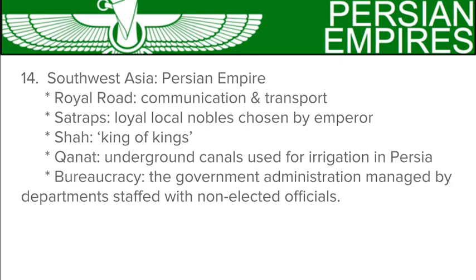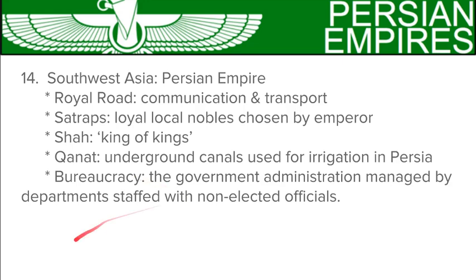Remember, the Persian Empire also had the qanats. Those are the underground canals that allowed them to develop agriculture in the hot and dry areas of Persia. And this technology was spread throughout the Middle East.